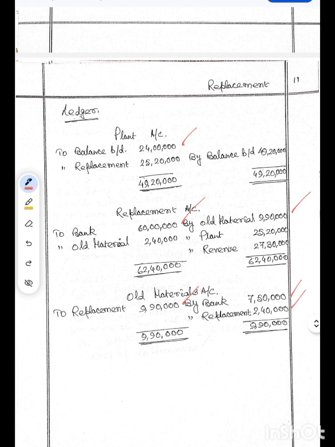Okay, 7 lakh 50,000 and 2 lakh 40,000, and we have to go to replacement account 2 lakh 40,000. This 2 lakh 40,000 comes here. Therefore we transferred 25 lakh 20,000 to our plant account, and lastly we charge to revenue 27 lakh 30,000. This is the completion of our problem number 2.